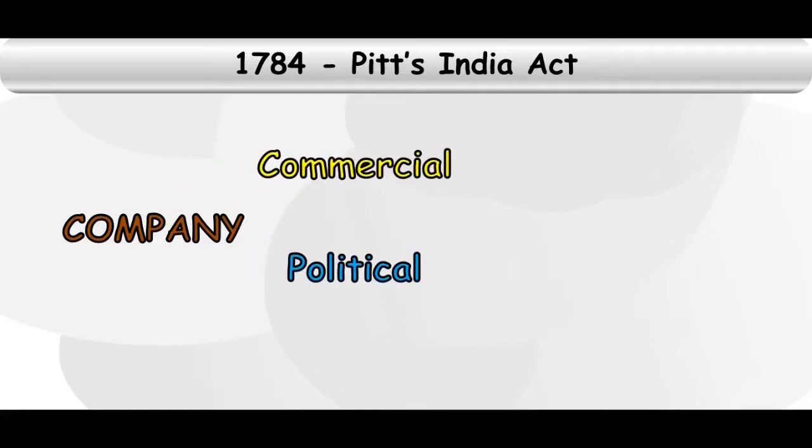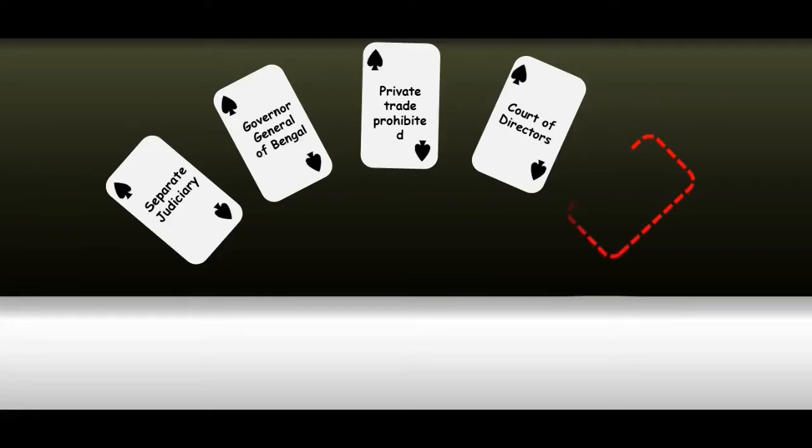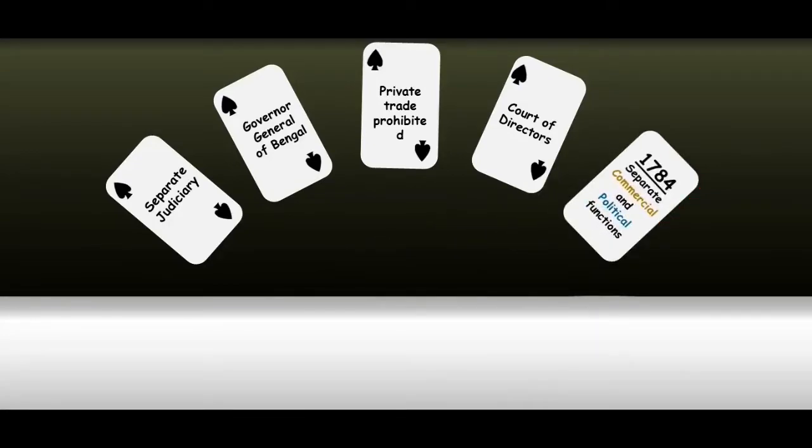And this was realized by William Pitt, Prime Minister of Britain at that time. He brought up a new act of 1784, popularly known as Pitt's India Act. This act did the missing part. It separated the political activity of the company from the commercial one.